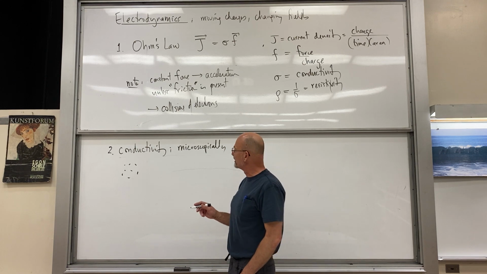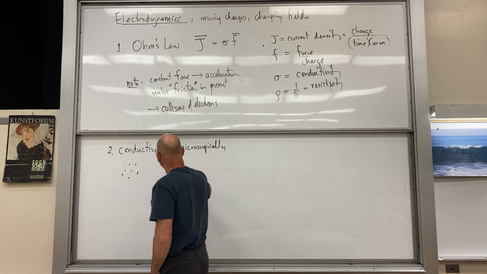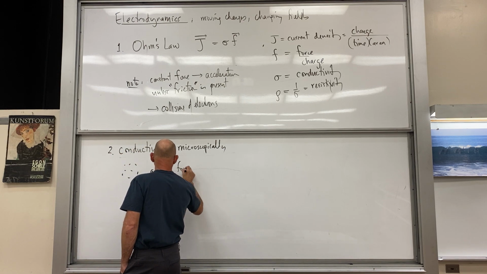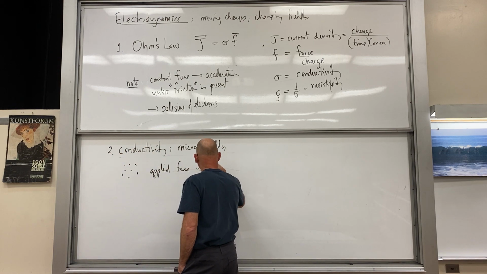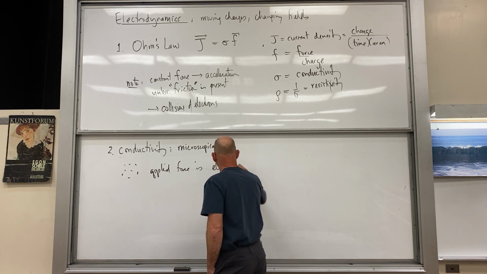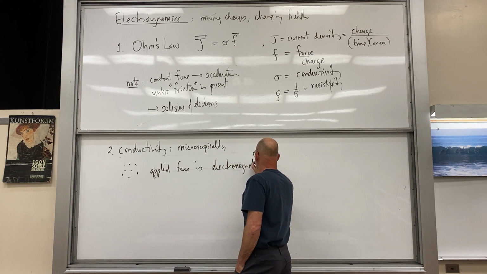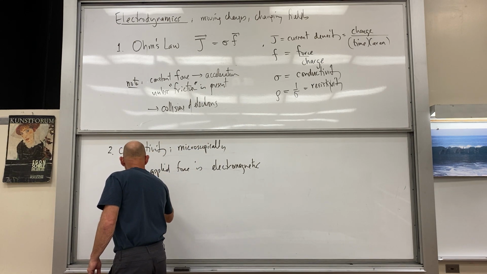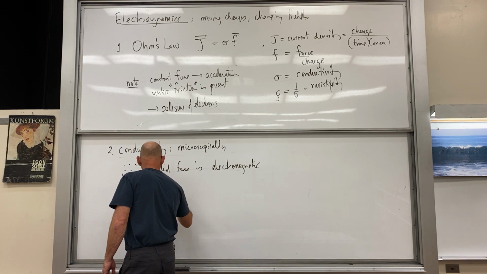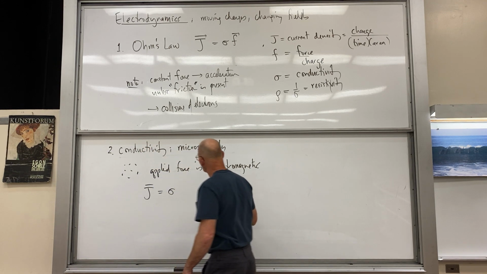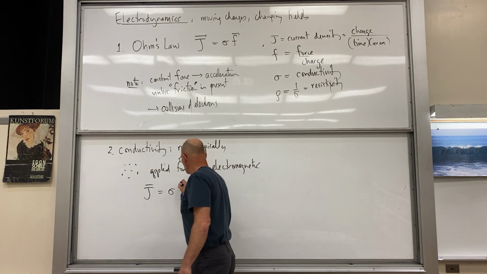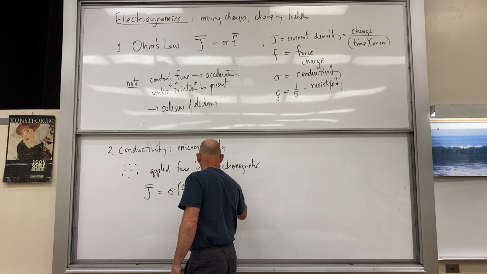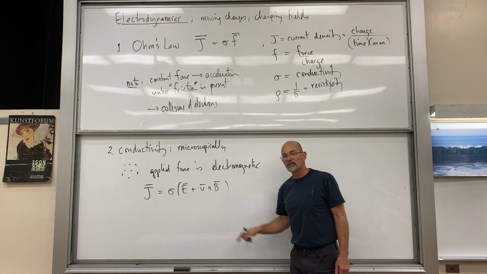Let's first talk about the applied force. The applied force is just electromagnetic, so we can use the Lorentz force idea. We would have J equal to sigma, and then the force per unit charge would just be E plus V cross B. So we've got the electrical and the magnetic component.